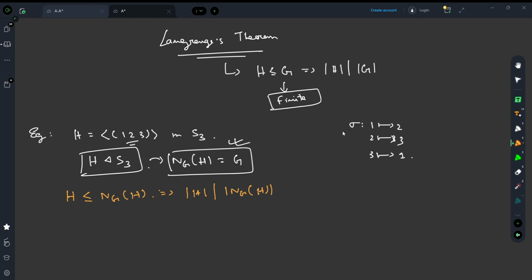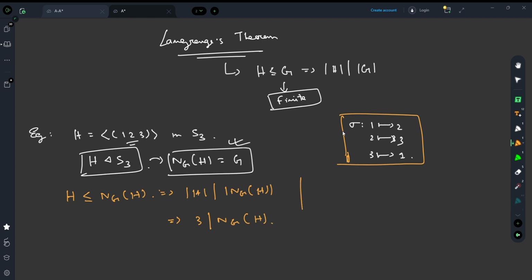Now the order of H will be the order of this cycle, because we know that in the case of a cyclic group, the order of the element which generates the group will be equal to the order of that very group. So the order of H will be 3, because this element of S3 has order 3. That means 3 must divide the order of the normalizer of H in G.